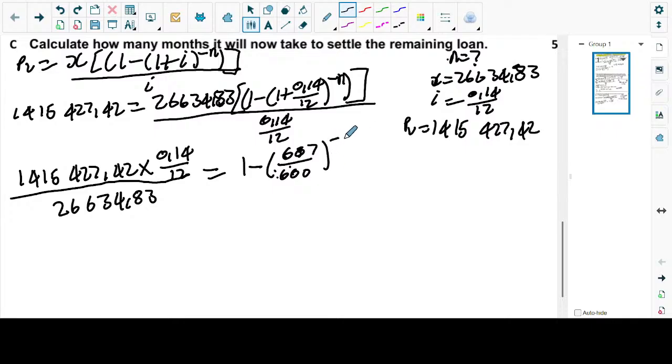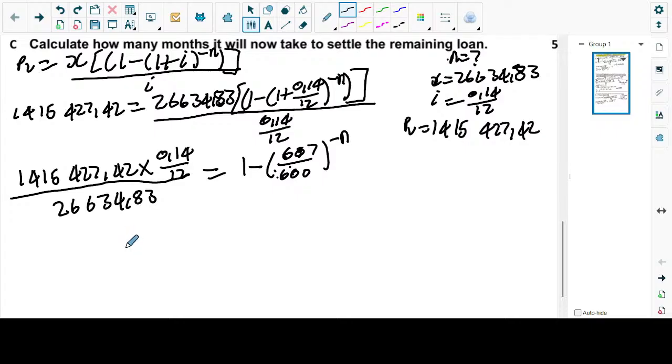This is important because when we type it in our calculator, it's going to be a little bit simpler to type this down. So just make sure what you type is 1 plus 0.14 all over 12. Okay, now we also need this part.